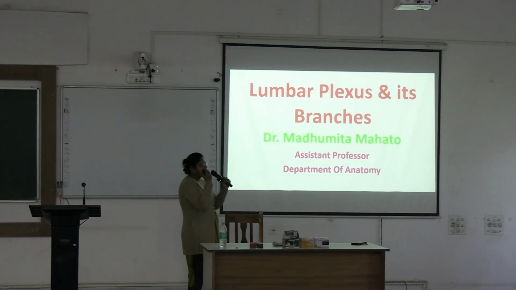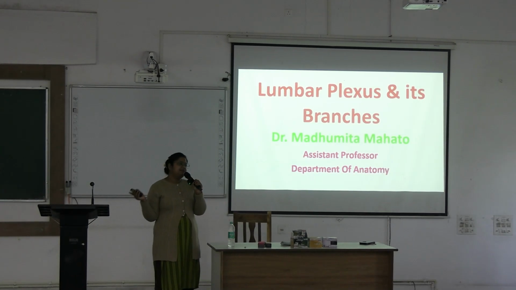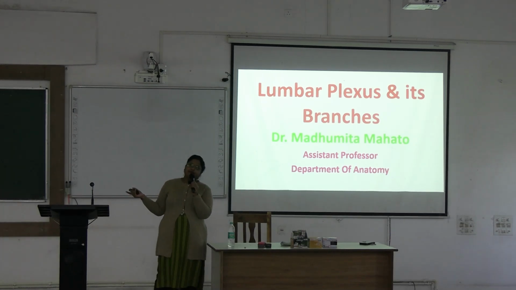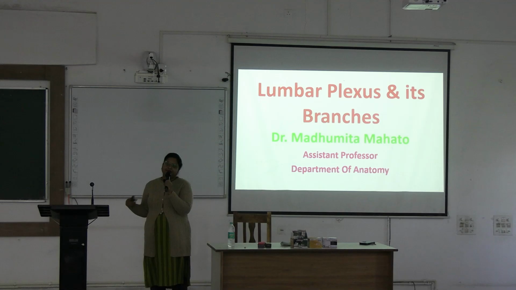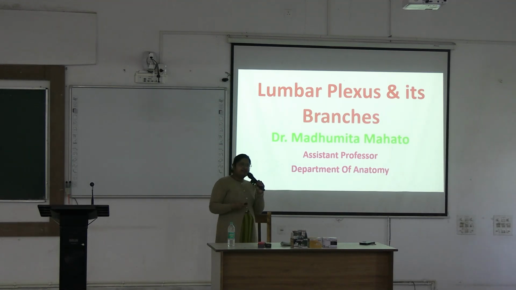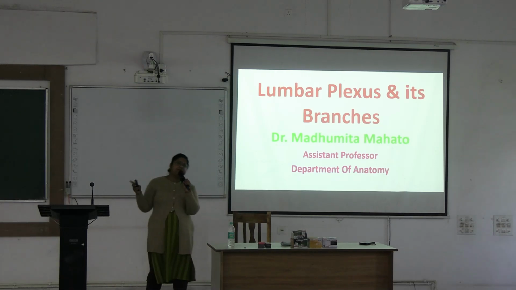Today we will discuss the lumbar plexus. You get some of the branches of the lumbar plexus during inferior extremity dissection: the femoral nerve and the obturator nerve. Other nerves we will discuss here, and the remaining nerves of the lumbar plexus you will get during abdomen dissection.